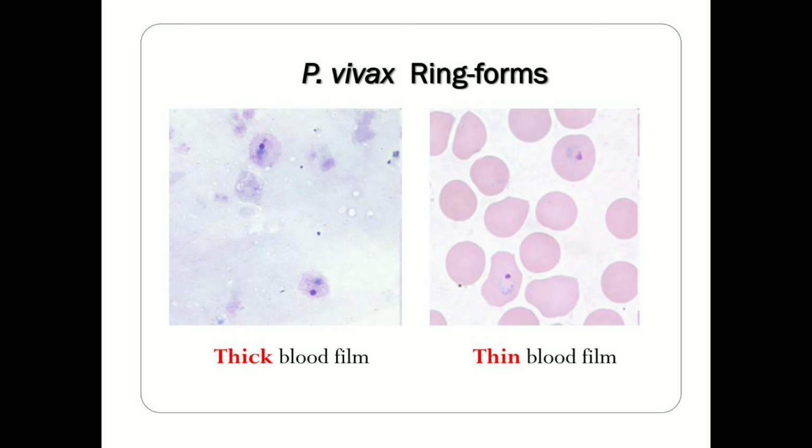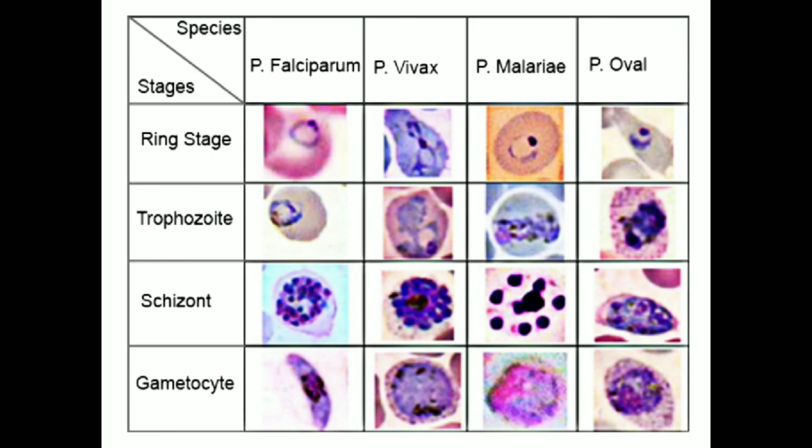So here we have again the microscopic picture of Plasmodium vivax. You can see the ring form in both the thin blood film and thick blood film.